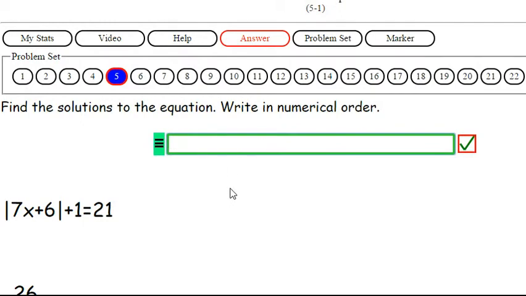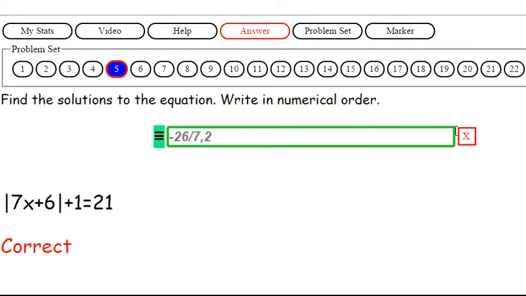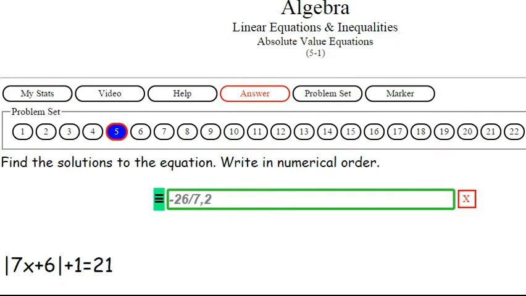Now remember, it needs to be in numerical order, that is smallest to largest. So let's just make sure all that's going to work out. No spaces. Don't put any spaces in there. Click answer. Correct. Okay, so it all looks good.